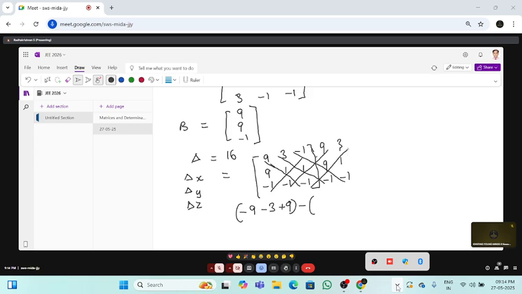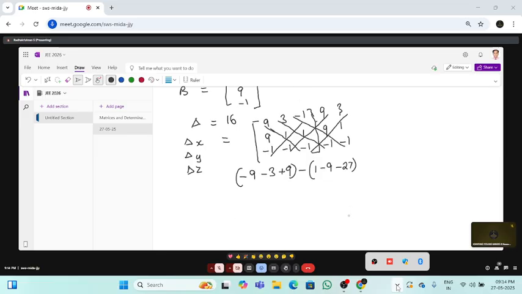Down to up. So the first one is minus 1 into 1 into minus 1, which is 1. Second is minus 1, 1, 9, which is minus 9. Minus 1, 9, 3 is minus 27. So that's all you have to do. This is your delta x.